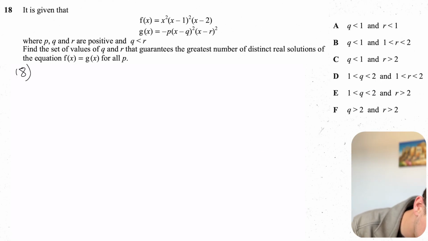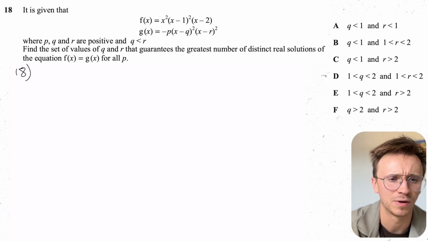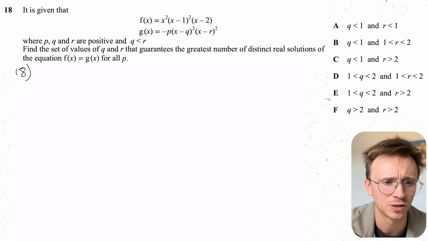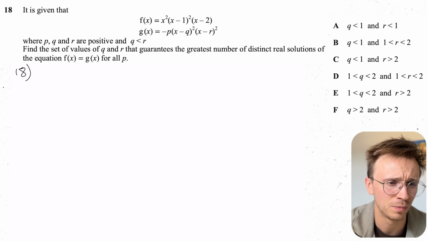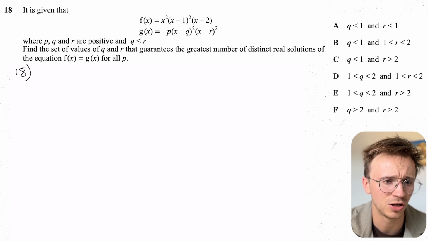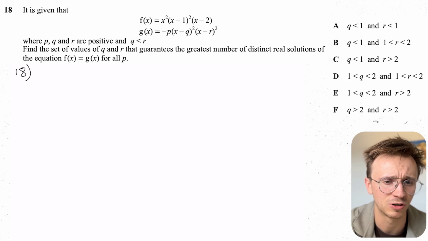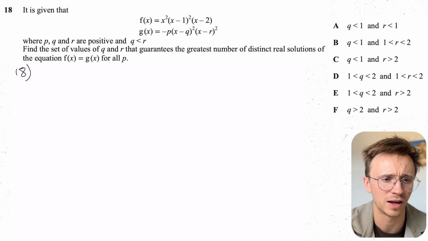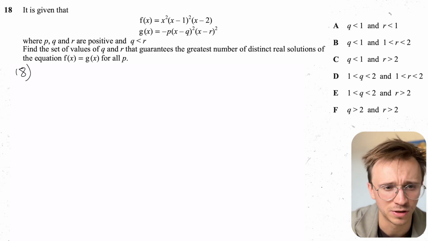18. It is given that f of x equals x squared, x minus 1 squared, x minus 2, so that's a quintic. And g of x equals p, x minus q squared, x minus r squared, where p and q and r are positive and q is less than r. And a set of values for q and r that guarantees the greatest number of distinct real solutions of the equations f of x equals g of x for all p. P is positive, that's good to know.